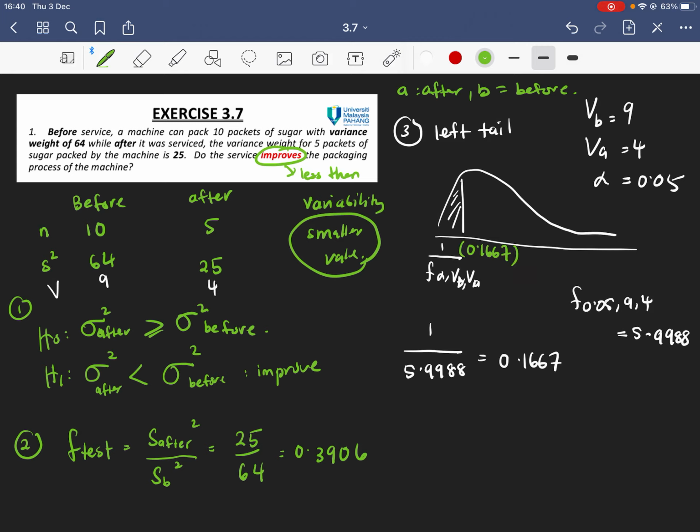Okay. So accept or reject? 0.3906 located at, 0.3 is bigger than 0.1. So 0.3906 is here. So accept H null.